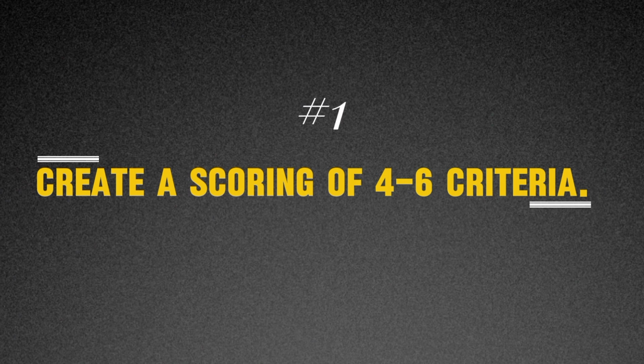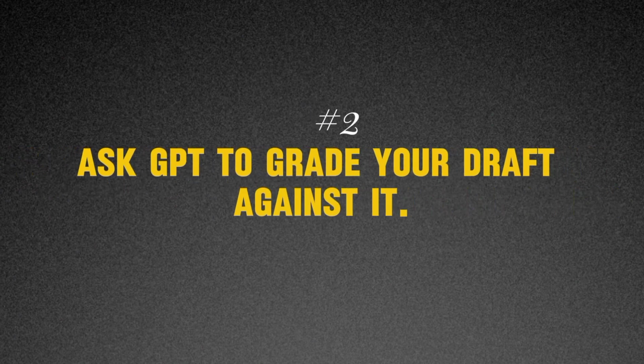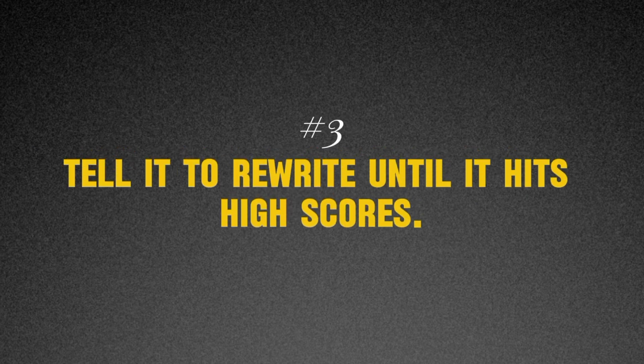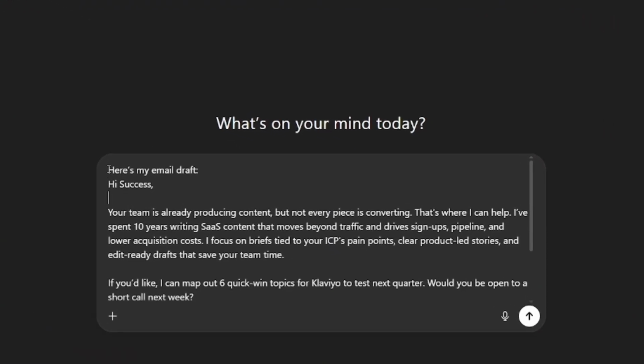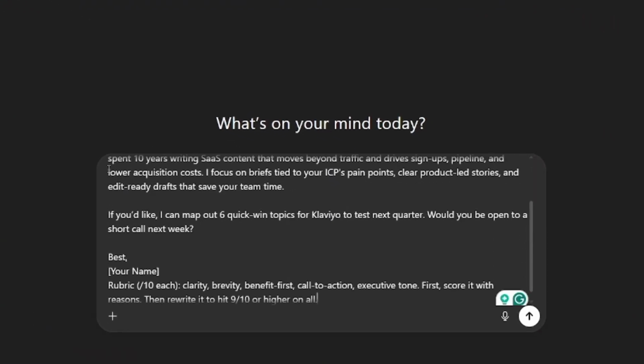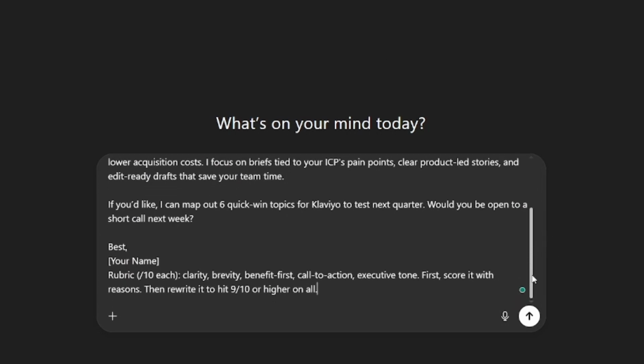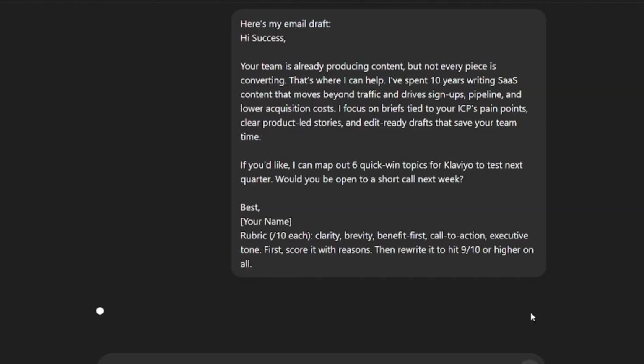1, create a scoring rubric of 4 to 6 criteria. 2, ask GPT to grade your draft against it. 3, tell it to rewrite it until it hits a high score. Here is a sample prompt. Here is my email draft. You paste it there. Rubric /10 each. Clarity, brevity, benefit first, call to action, executive tone. First, score it with reasons, then rewrite it to hit 9/10 or higher on all.